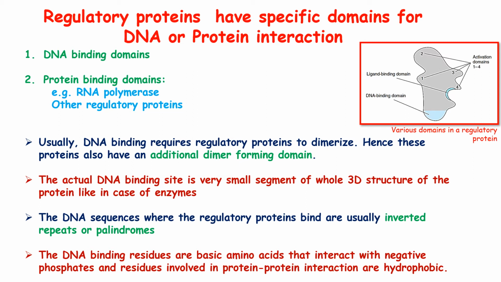The DNA binding residues in the protein are the basic amino acids. Why basic? Because they need to interact with the DNA, which carries negative charge because of the phosphates, while the protein binding domains of the regulatory proteins have to interact with the protein. So the amino acids present there are hydrophobic amino acids.